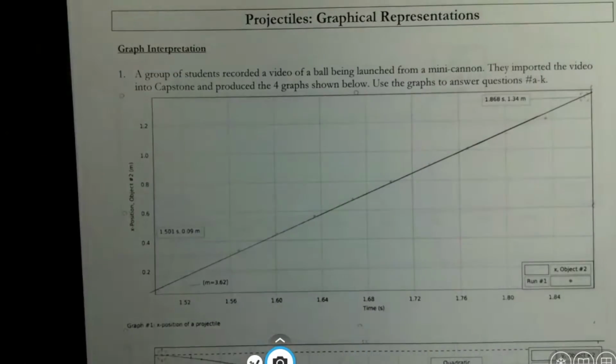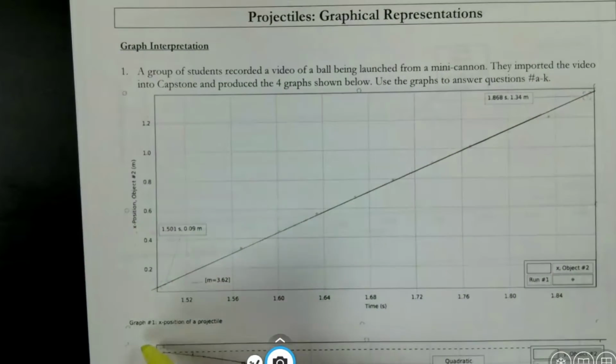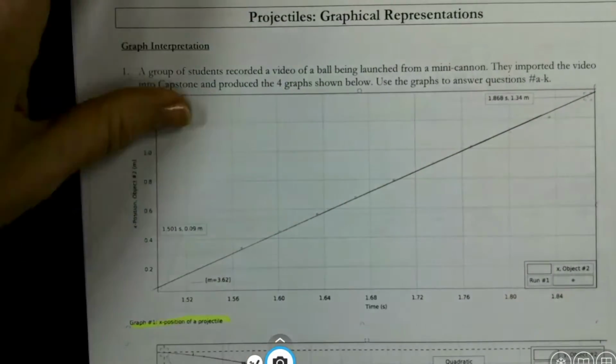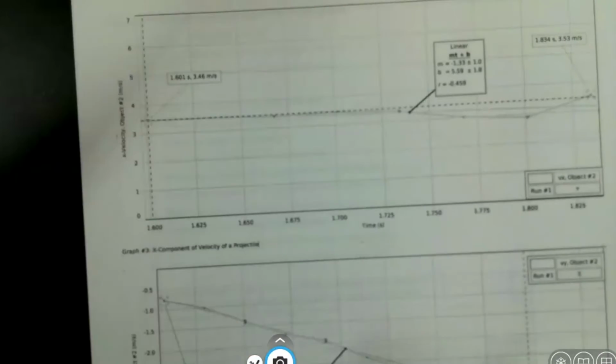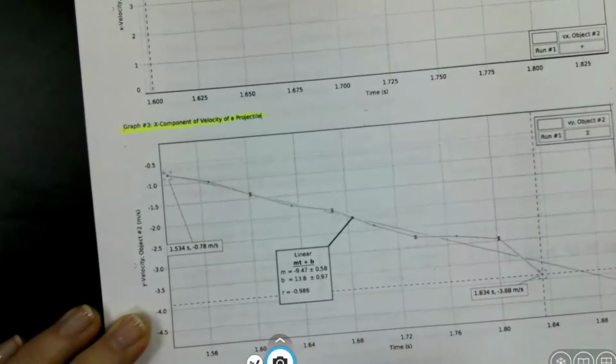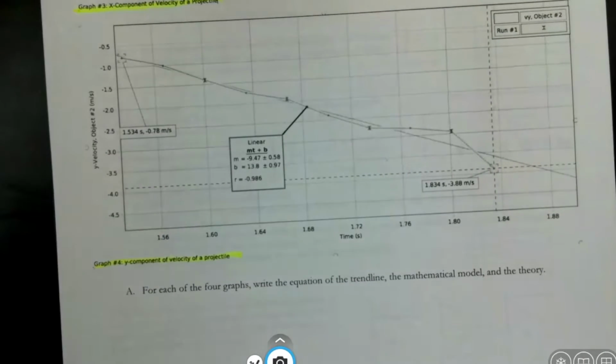So this is an X position versus time graph of the projectile. This one is the Y position of that same projectile. This one is the X component of velocity versus time. And this is the Y component of velocity versus time. And for part A here, we're asked to write the equation of the trend line, the mathematical model, and the theory. All right, so let's do that.